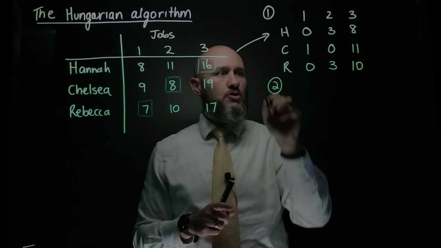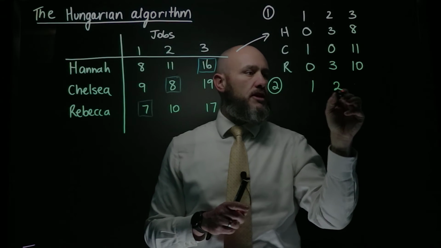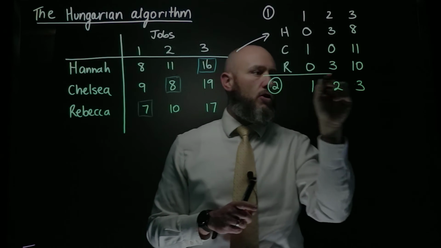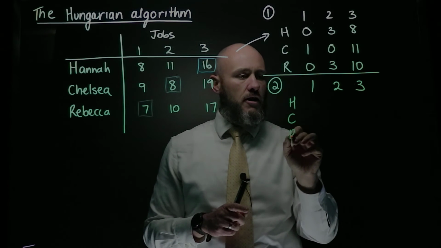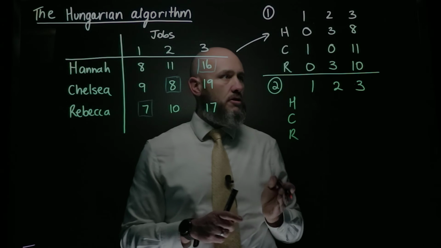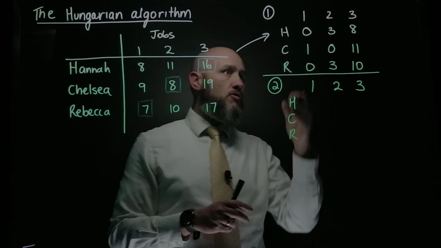And then I've got step 2. Again, I'll build my table, 1, 2, 3, might just put a little line there. I'm very conscious of space, HCR. Now I'm going to do a column reduction. Minimum value in each column, and reduce it.